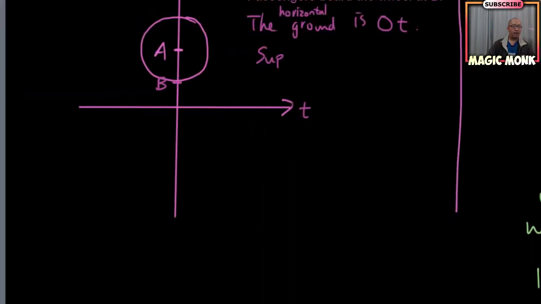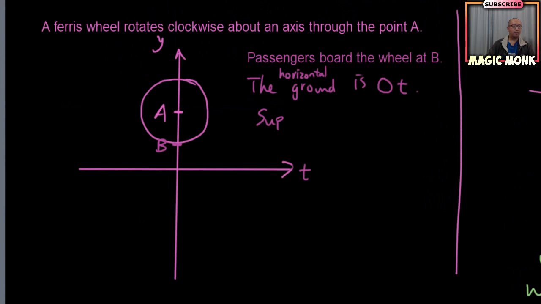Okay, so Annabelle, let's continue with the Ferris wheel. Hey, Gareth, I might need your help on this because I don't know what the question's on about. The ground is 0t. Suppose the chair starts at B.